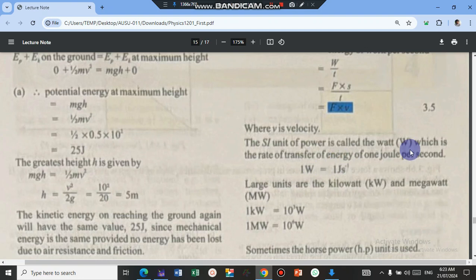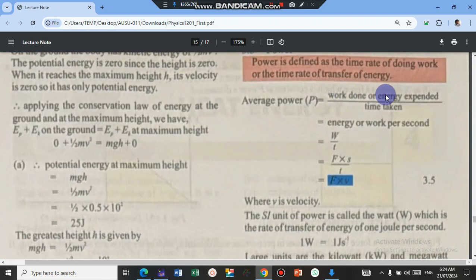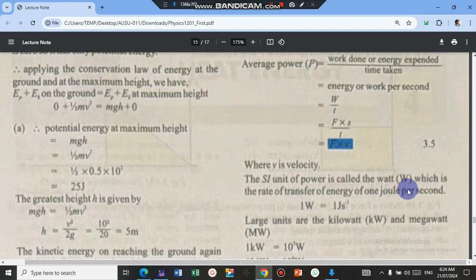The SI unit of power is the watt, denoted by capital W, which is the rate of transfer of energy of 1 joule per second. If you look at the formula, since work is measured in joule and time is measured in second, you have joule divided by second. This means the unit of power should be joule per second. But instead of that, we are using watt, and the watt is equivalent to the joule per second. This is why they say 1 watt equals 1 joule per second.